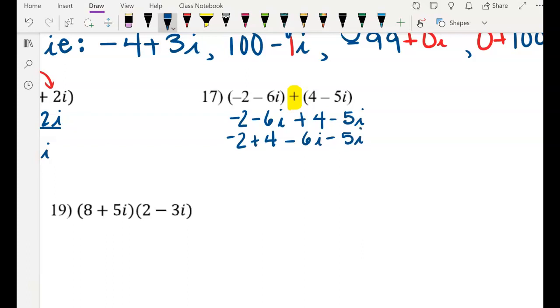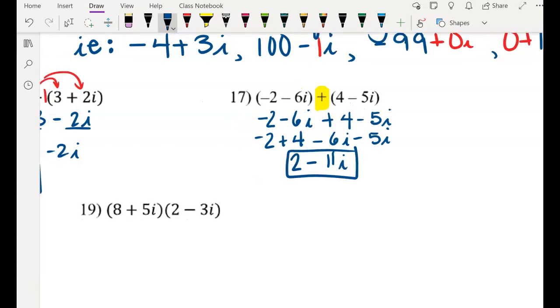So you can combine like terms. Negative 2 plus 4, it's a positive 2. And then those will give you a negative 11i, and box that.